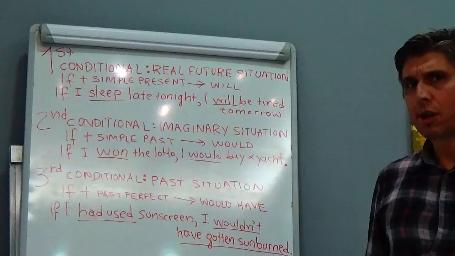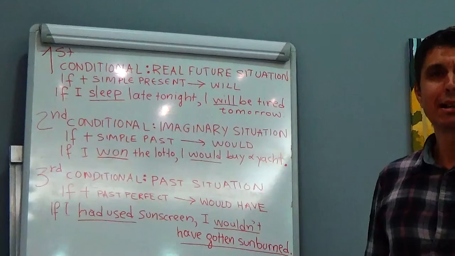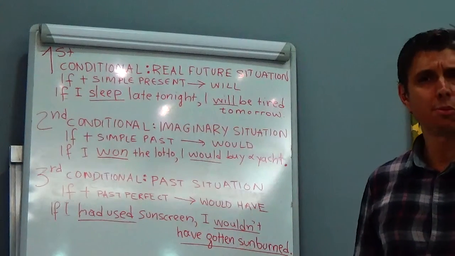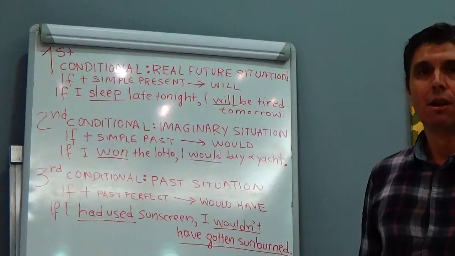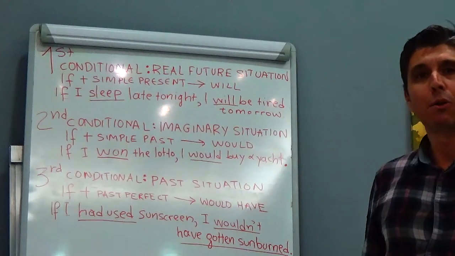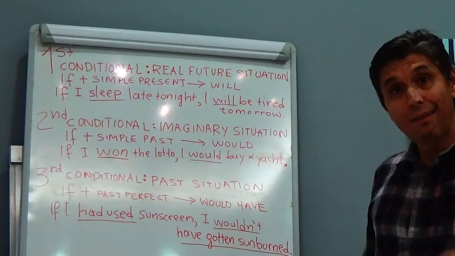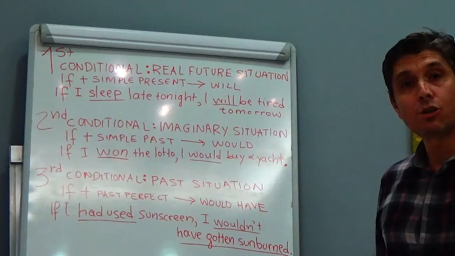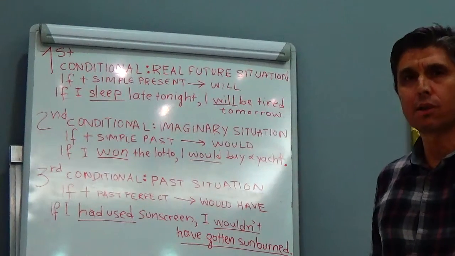I suppose if you're watching us from Greece, you would buy a house on Mykonos, or maybe Santorini. But if you're watching us from somewhere else, let's say Brazil, you'd buy a beach house on Copacabana or Ipanema, one of those lovely beaches in Brazil. So that's how we use the second conditional. We use it to talk about dreams and unreal things.